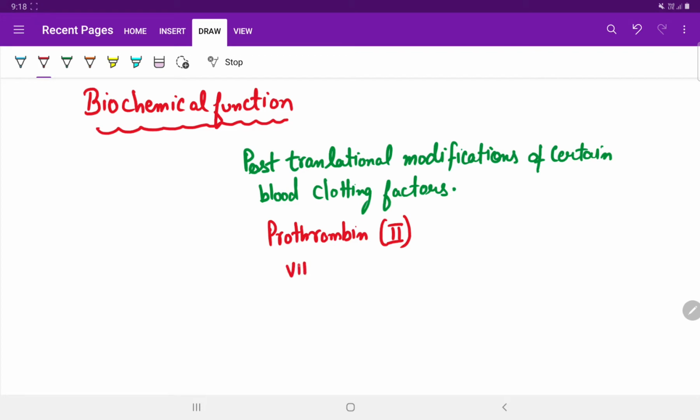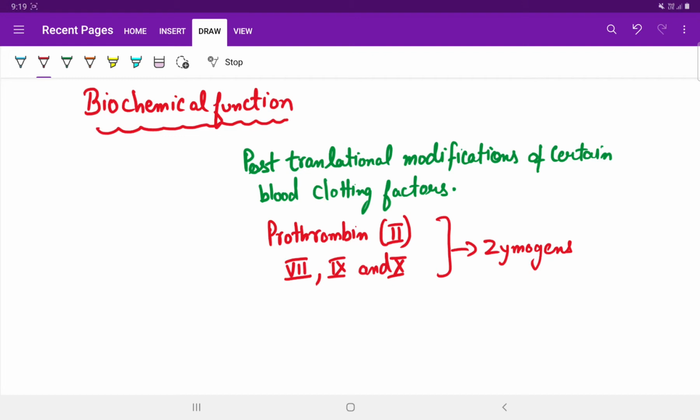Then comes the blood clotting factor 7, 9th and 10th. So these are basically the blood clotting factors which are synthesized as inactive precursors or zymogens in the liver. So they act in the form of zymogens in presence of vitamin K. So vitamin K acts as a coenzyme for the carboxylation of glutamic acid residues and converts them into their active form.